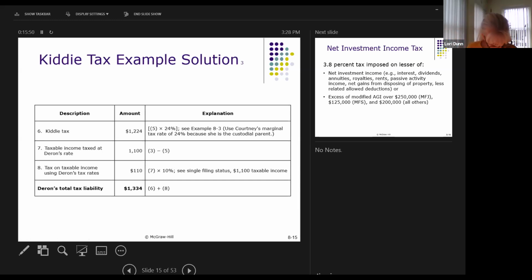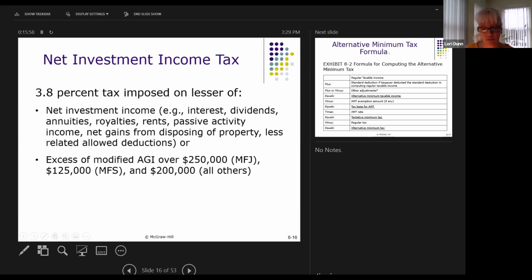If you go to page 8-7, we're going to do one more. It's Duran, but with a different scenario. If his only source of income is qualified dividends of $5,200, what are his taxable income and tax liability?